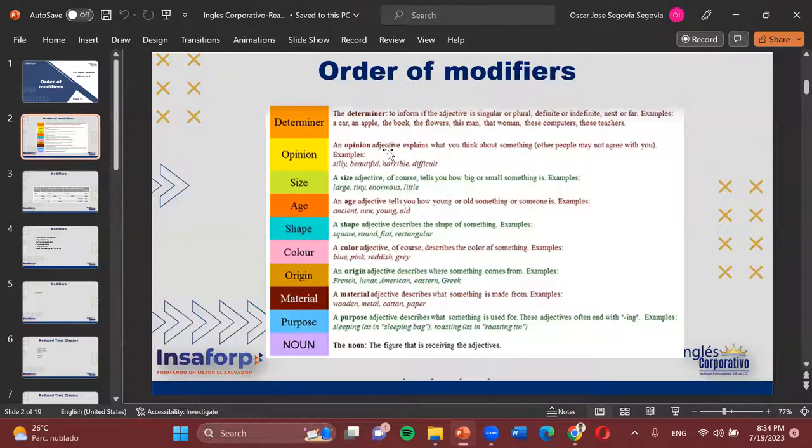Ahora, so we have here the determiner. That is the first step. The first one that we're going to cover. The determiner is basically used to inform if the adjective is singular or plural, definite or indefinite, next or far. So those are the main ideas behind the determiner. Los determinantes ustedes creo que ya los conocen, ¿verdad?